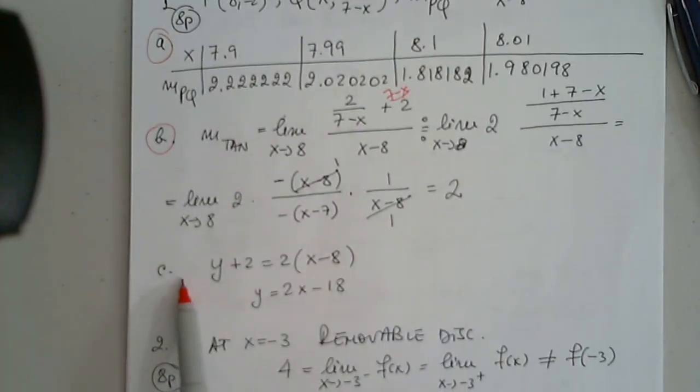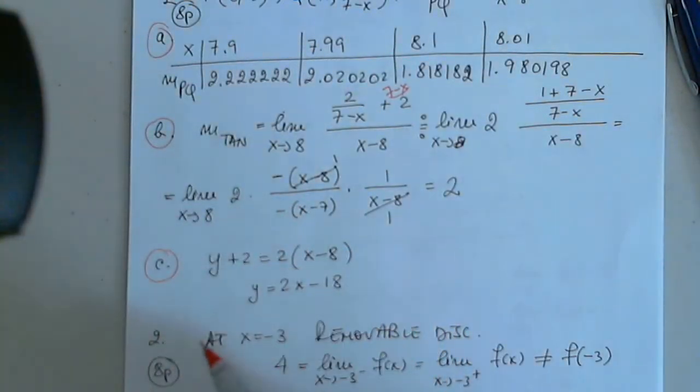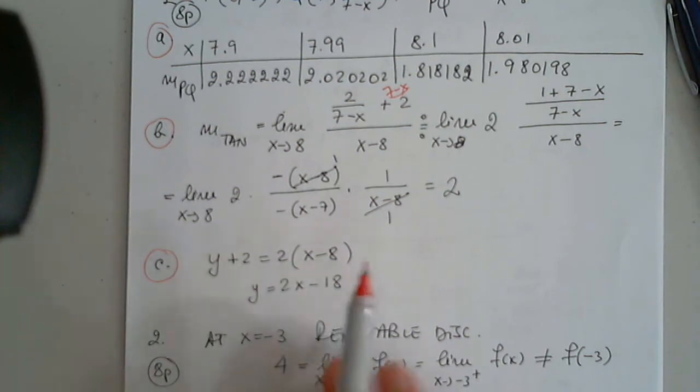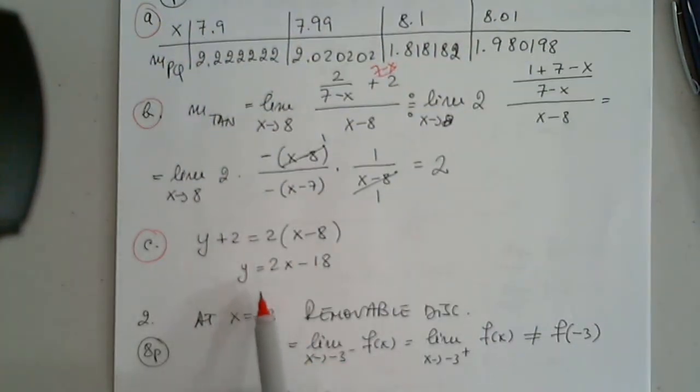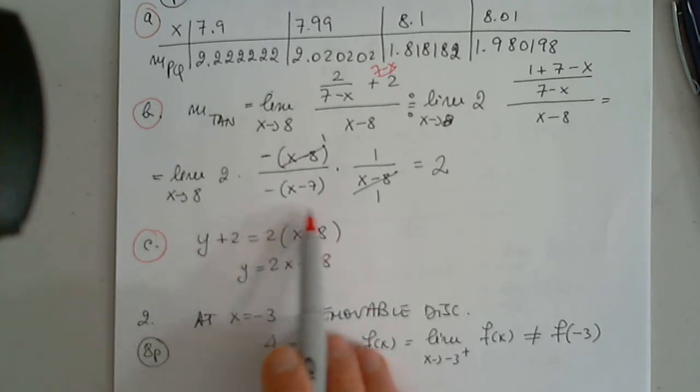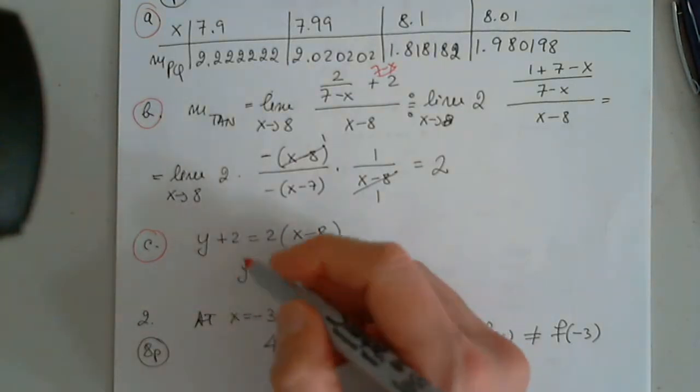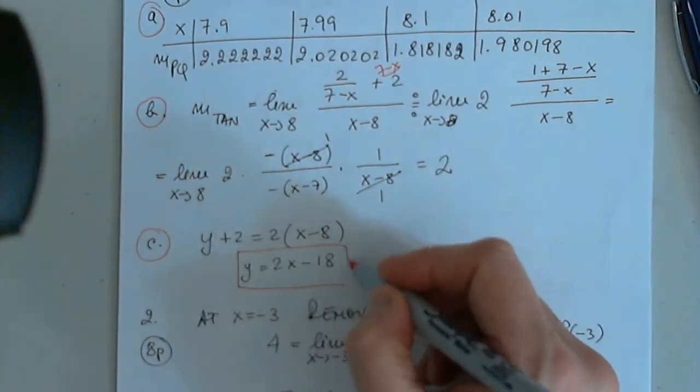And then I determined the equation of the line, of the tangent line, with the slope of 2, and the ordered pair 8, -2 in the slope point form. And then this is 2x minus 16, and I bring to -18. So this is final.